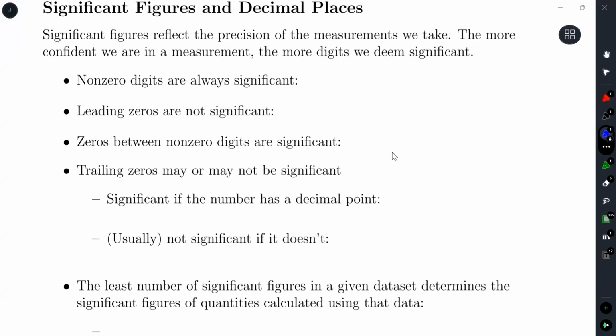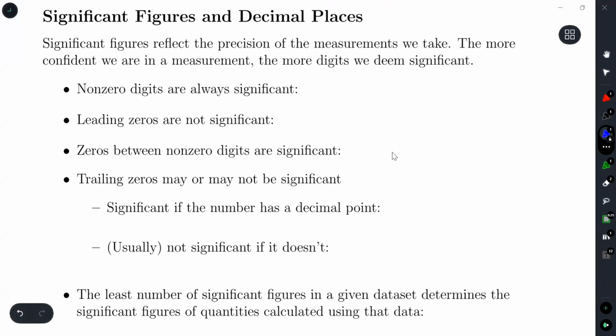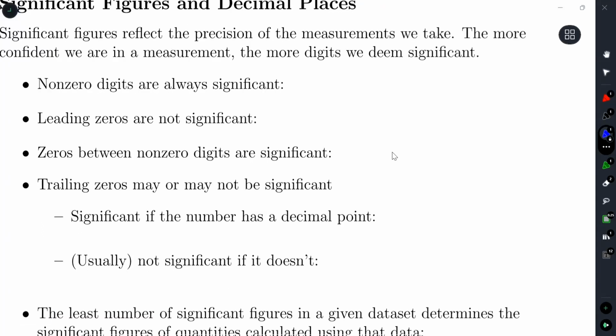Here are our basic rules for significant figures. Non-zero digits are always significant. Say I have the number 91. How many sig figs does that have? Two. Two sig figs. 123.45. How many does that have? 5. Yep.